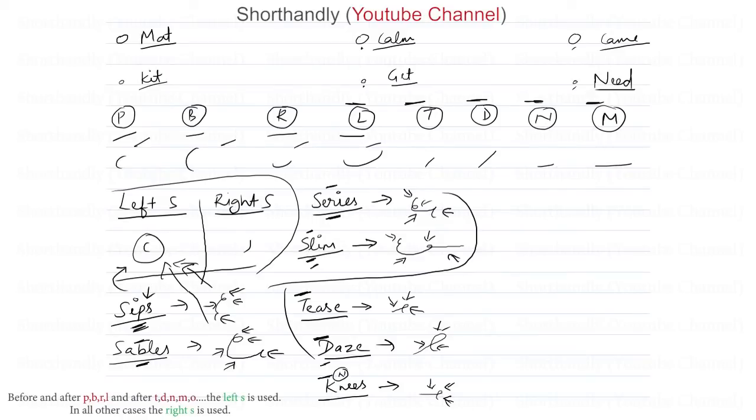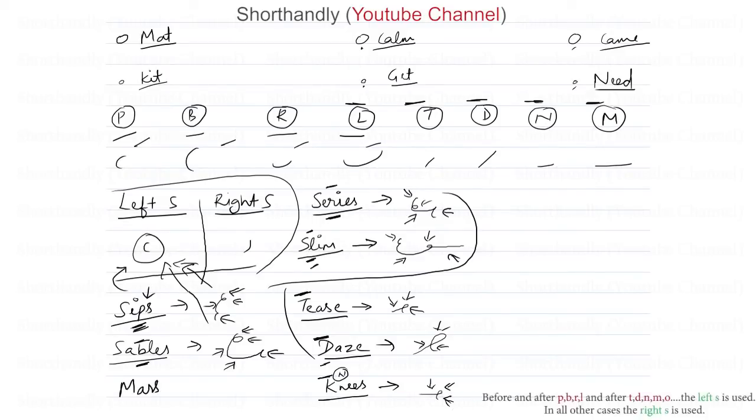Alright, so suppose we have another example like mass. Here we have the M character, and in the statement also we have the M character. So let's make this word mass. So it goes like this. Alright, so this is our M, then we have a vowel which is very similar to the mat. This is a large circle. Okay, so then we have this left S. So here also we use the left S because M is mentioned in the statement as well as in this word.